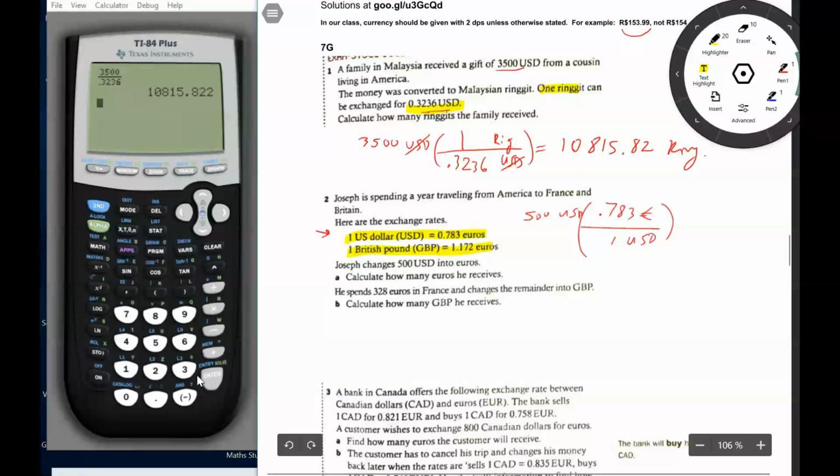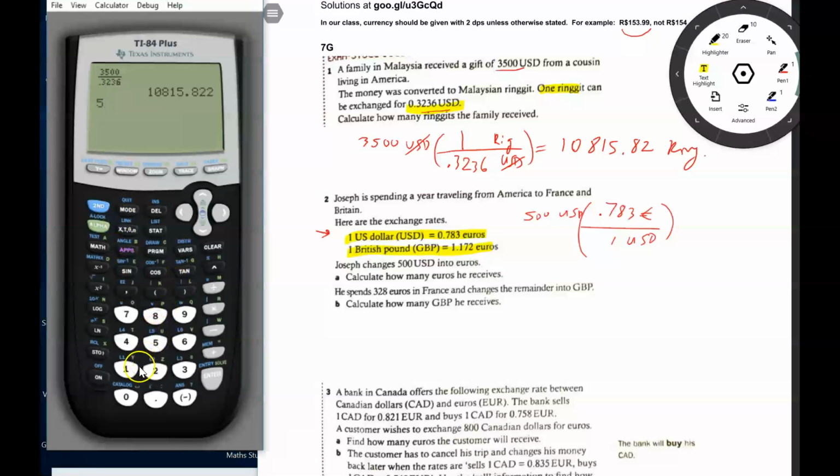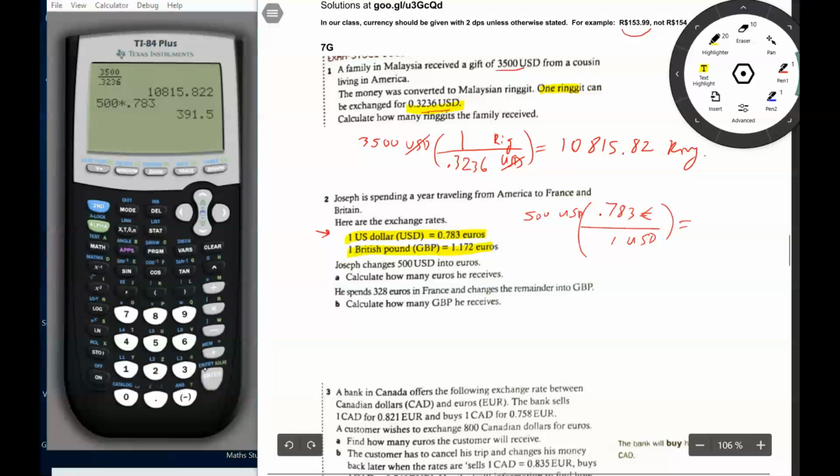Okay, and so I'm going to do 500 times 0.783 and divide by nothing, so I don't even need to use any special calculator. 500 times 0.783 is 391.5 euros. So that was part A.